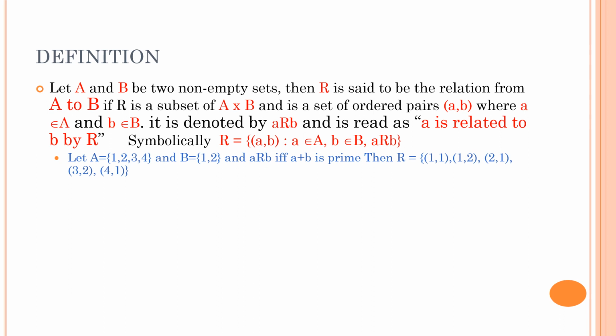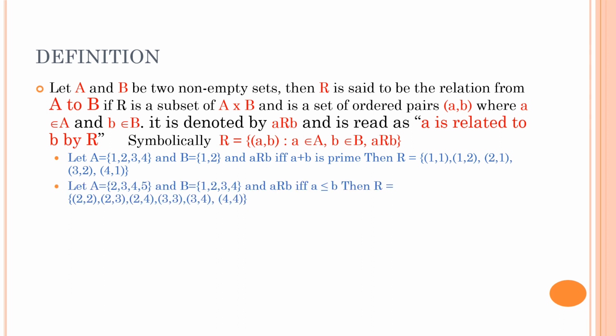Then we can say that the pairs of the relation R are (1, 1), as the sum becomes 2, which is a prime number. (1, 2), that is 3, which is again a prime number. (2, 1), which is 3, again a prime number. (3, 2), which is 5, again a prime number. And (4, 1), which is 5, again a prime number. Please remember, the first element comes from the set A and the second element comes from the set B. So, this is an example of a relation.